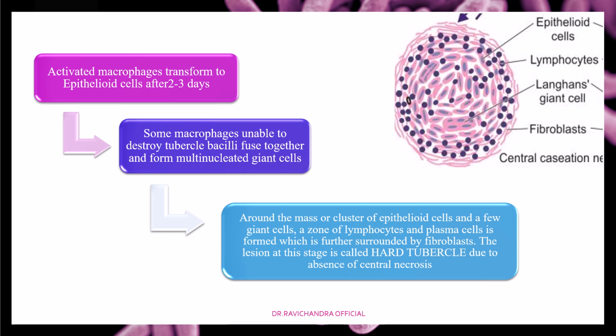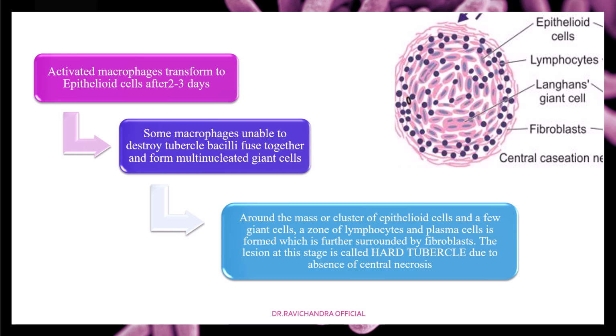Around the mass or cluster of these epithelioid cells and a few giant cells, a zone of lymphocytes and plasma cells is formed, which is further surrounded by fibroblasts. The lesion at this stage is called a hard tubercle due to the absence of central necrosis.